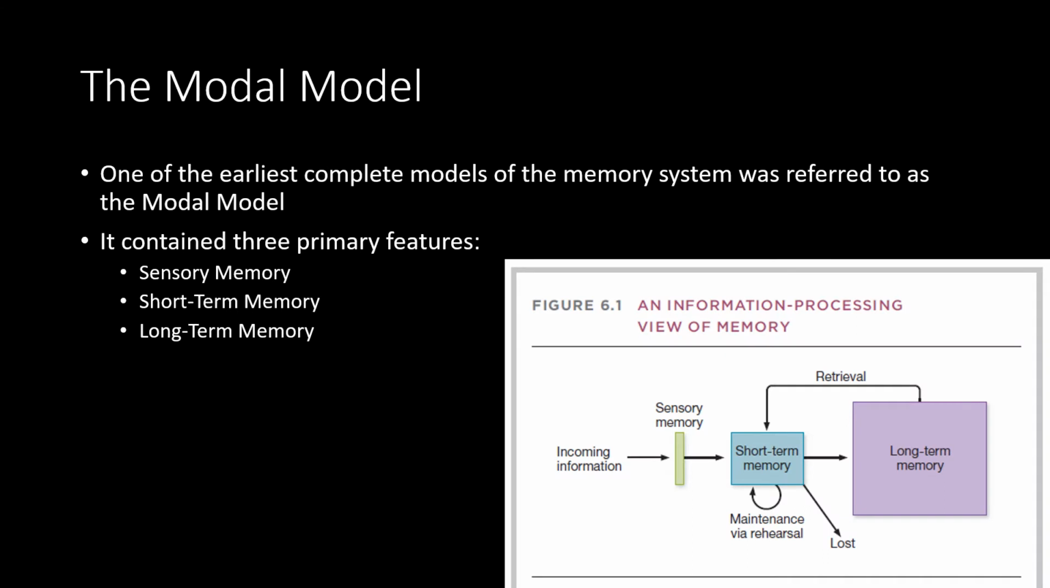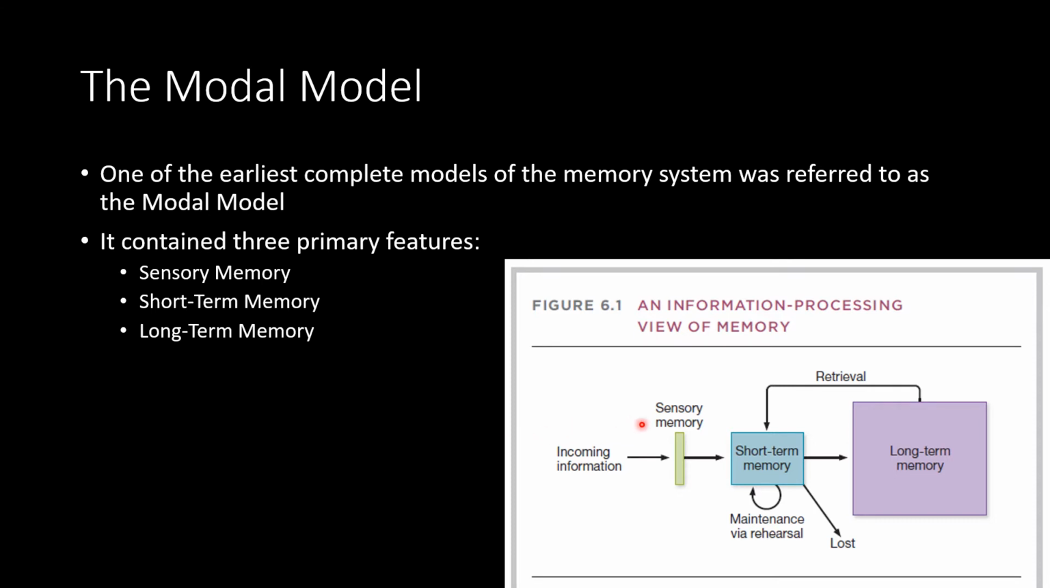So one of the original models that examined memory was called the modal model, and it arose out of a whole bunch of different types of researchers all trying to figure out how the memory system worked. And it contained three primary pieces of information, or functions, or locations maybe is a better way of defining it.